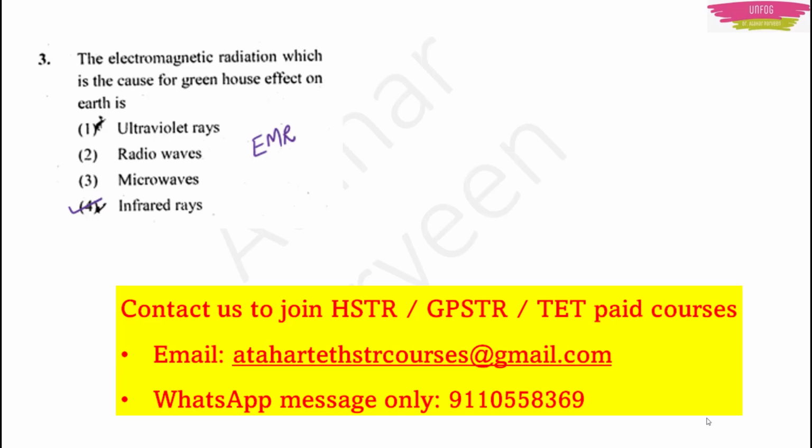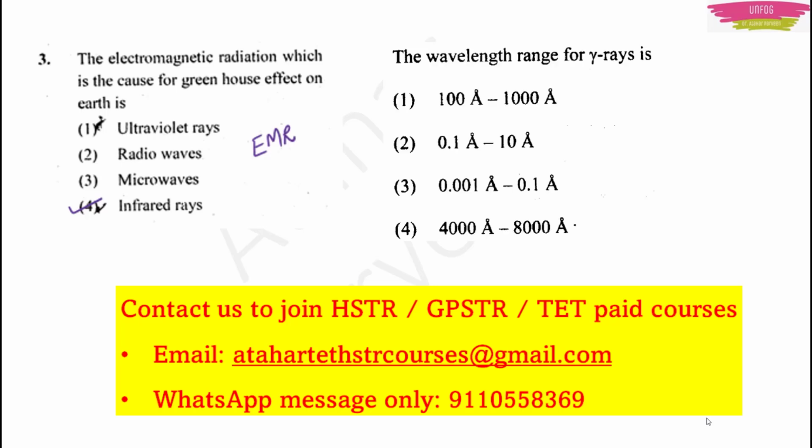What happens is, from the sun the light comes, right? Whatever things absorb this light, they reflect also. But what is absorbed is causing this greenhouse effect. That's why infrared radiations are harmful. Next question is, the wavelength range for gamma rays is? This is an assignment for you. You have to give the answer for this question.